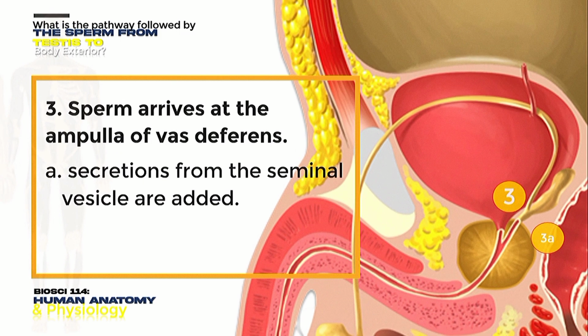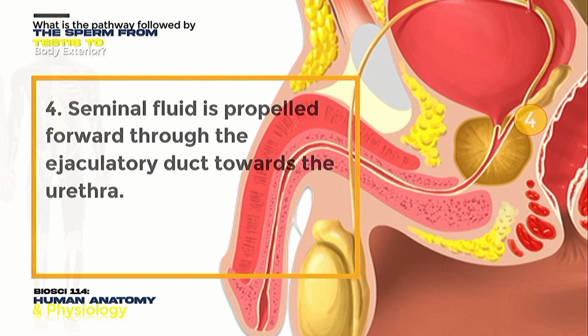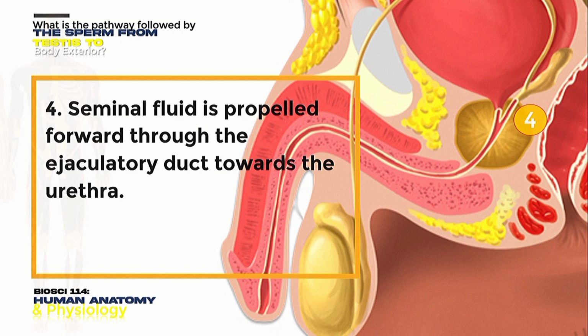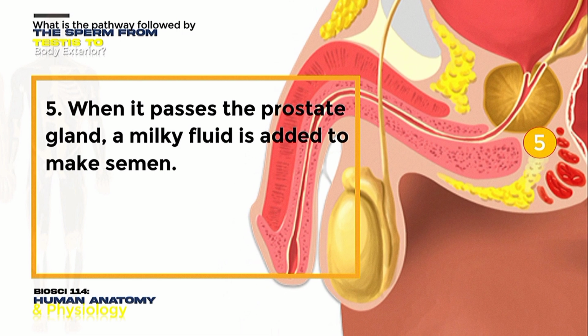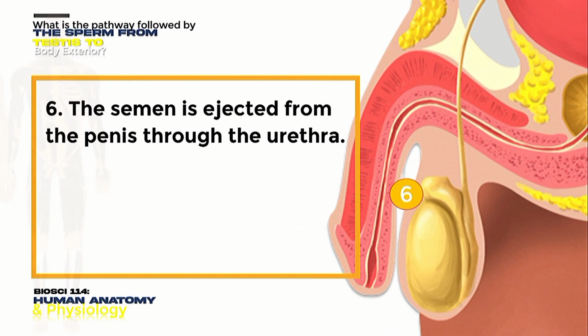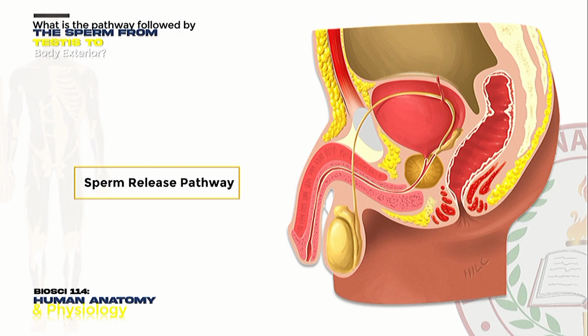Third, the sperm arrives at the ampulla of the vas deferens. Secretions from the seminal vesicles are added. The fourth, seminal fluid is propelled forward through the ejaculatory duct toward the urethra. The fifth, when it passes the prostate gland, a milky fluid is added to make semen. And the last, the semen is ejected from the penis through the urethra. And that ends the discussion on the sperm release pathway. I hope you have learned something.